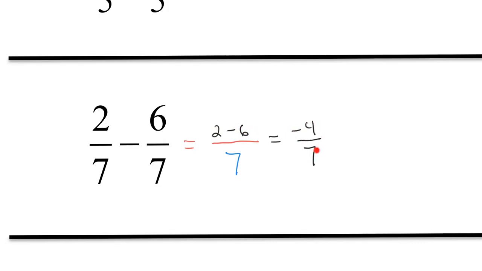Notice here, this cannot be reduced. 7 doesn't go into 4, 4 doesn't go into 7. You cannot reduce. So my answer is the fraction -4/7.